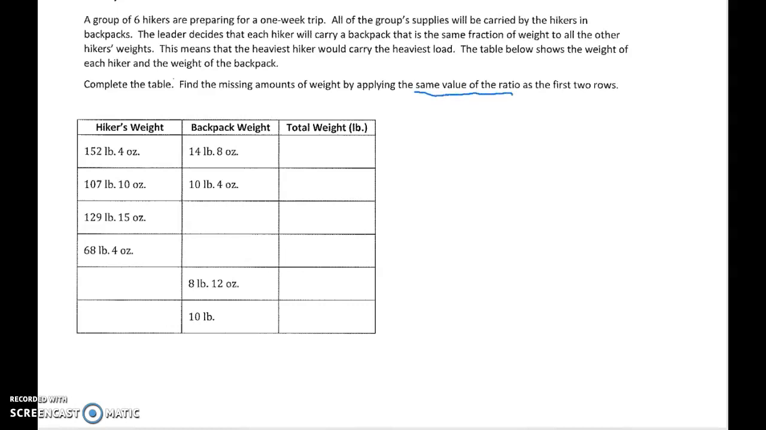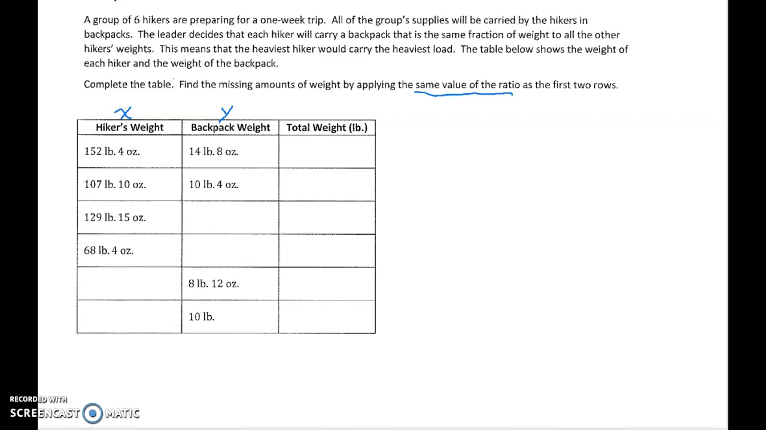So, first two rows. As always, I'm going to say that our independent variable is the hiker's weight. The backpack weight is going to be dependent on the hiker's weight. How much the hiker weighs is how much the backpack is going to weigh. So that's why it's our dependent variable. And we'll come back to our total weight here in a second. And when I do this, I need us to find our constant.